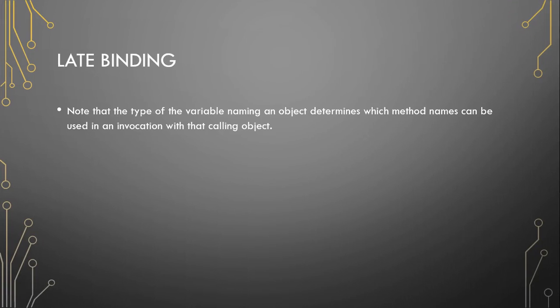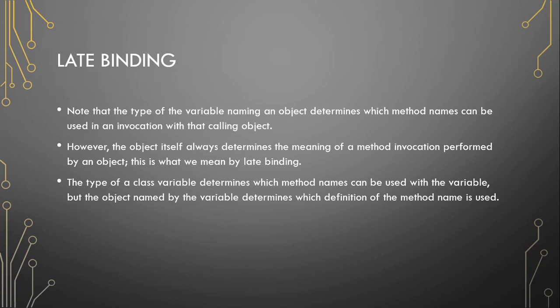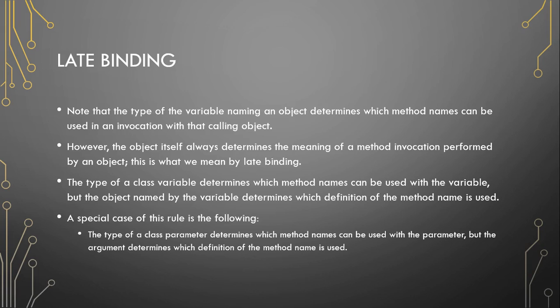Now, note that the type of the variable naming an object determines which method names can be used in an invocation with that calling object. However, the object itself always determines the meaning of a method invocation performed by an object. This, of course, is what we mean by late binding. The type of a class variable determines which method names can be used with the variable, but the object named by the variable determines which method of the name is used.